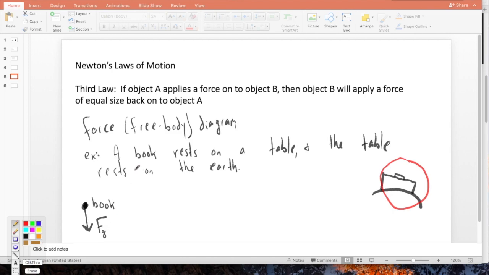And then I'm going to do something called labeling the feeler and the dealer of the force. What is feeling the force? What object is feeling this force of gravity right now? The book, right? So I'm going to label a B for book. I'm going to write a comma. That is the feeler. The book is feeling this force.